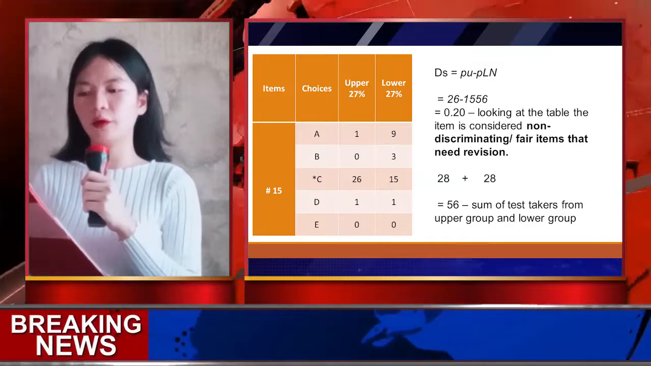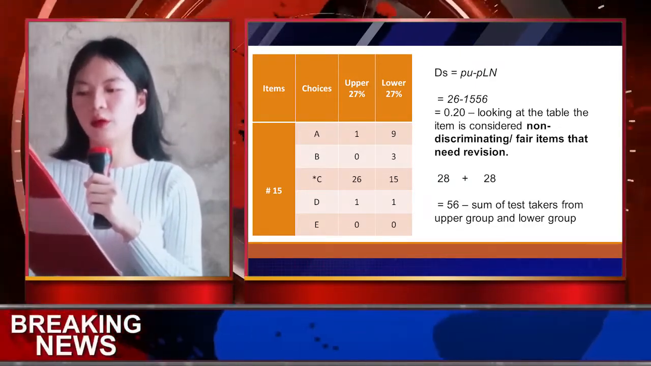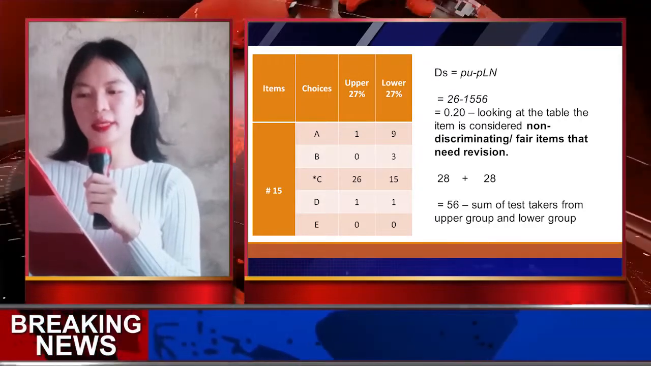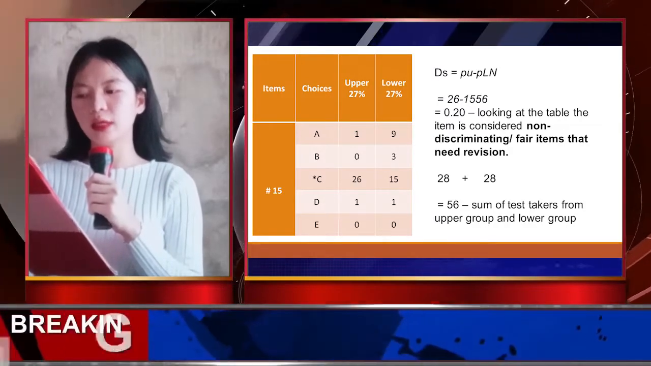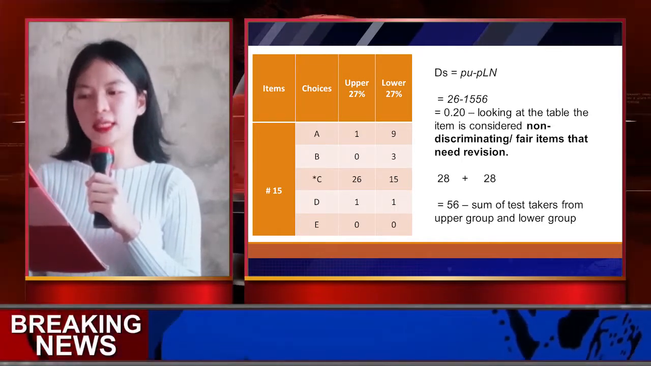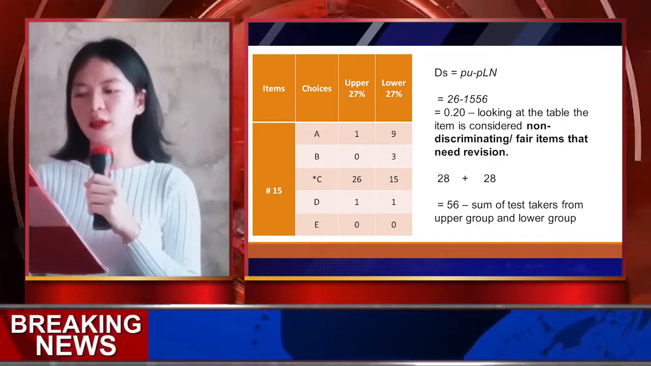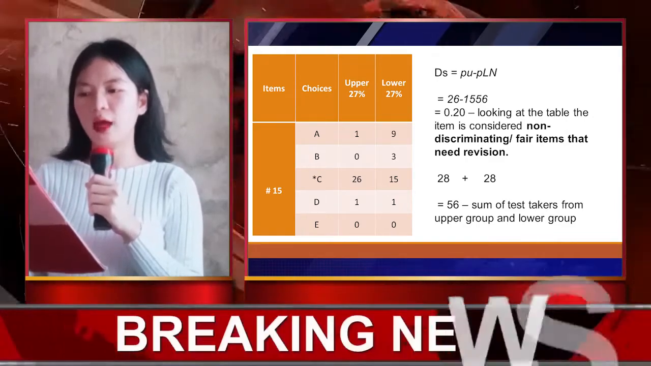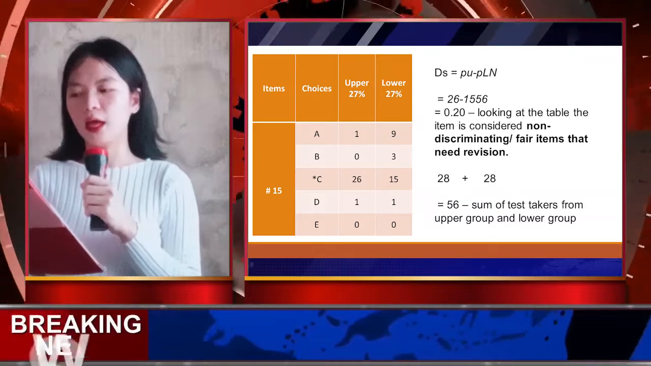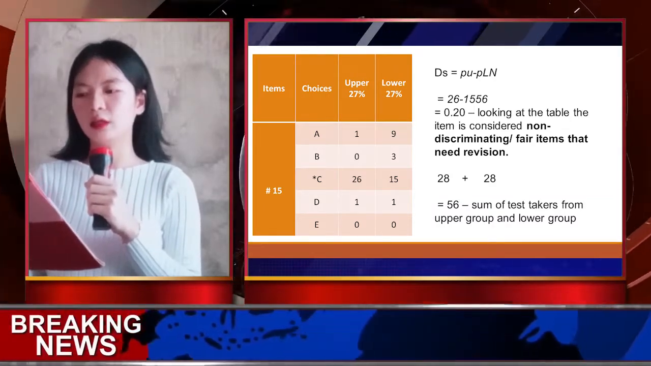The lower group who got the correct response is 9. Choice B: the upper group who got the correct response is 0, and the lower is 3. Choice C: the upper group correct response is 26 while the lower is 15. Choice D: the upper group who got the correct response is 1 and the lower group also 1. And choice E: the upper and the lower group who got the correct response are both 0.